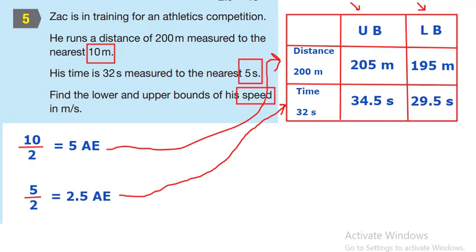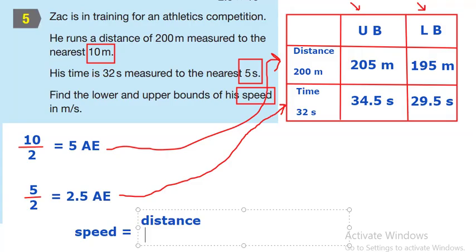First, we need to know that speed equals what? Very good. Speed equals distance over time, like this. So to find the speed, we have to divide the distance by the time. That's why I told you in the other question, you have to focus on the numbers that you get.